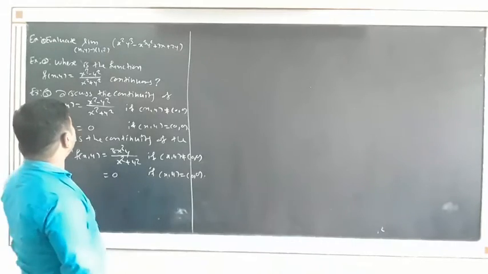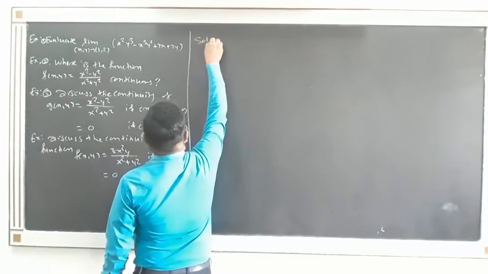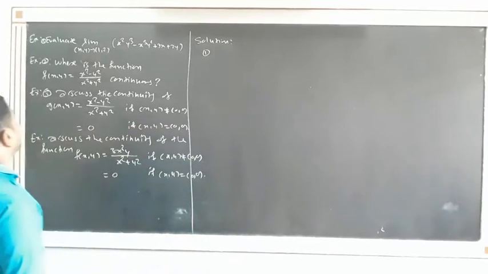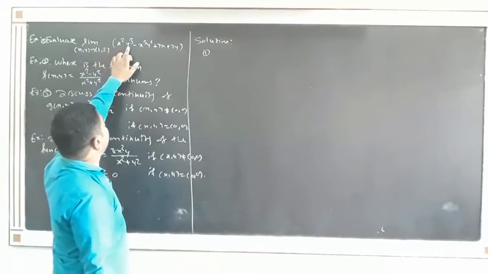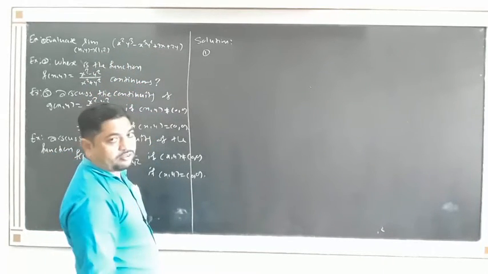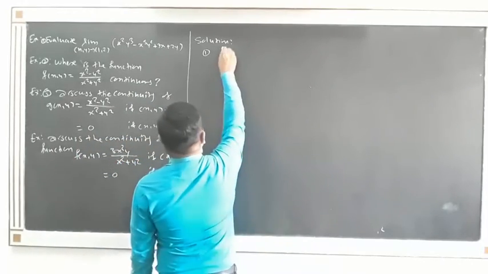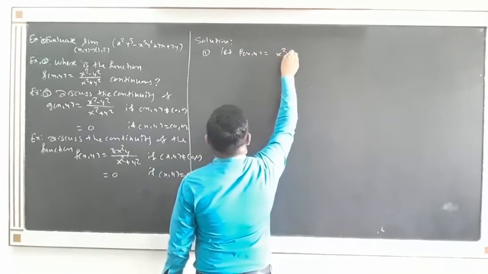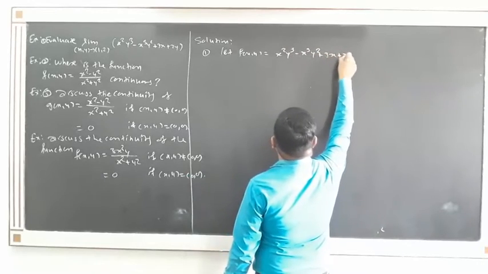We will discuss some examples on continuity. So we solve the first example. What is our first example? Evaluate the limit as xy tends to 1 of x square y cube minus x cube y square plus 3x plus 2y. It is a polynomial function. So let f of xy be equal to x square y cube minus x cube y square plus 3x plus 2y.